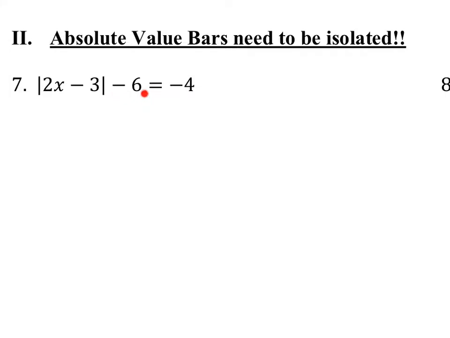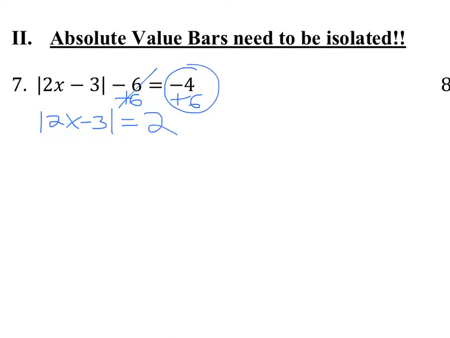And just like solving an equation, you do the opposite. So before I set up my two equations and get the answers, I'm going to add 6 to both sides. So when I add 6 to both sides, this cancels. I add 6 to the right side. So then on the left side, I'm going to have the absolute value of 2x minus 3 equals, and negative 4 plus 6 is 2.